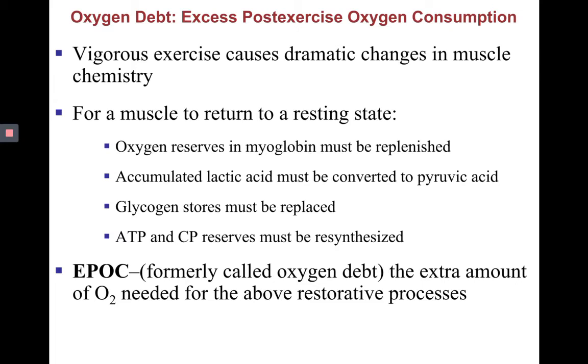Make sure glycogen stores are replaced. So there is some glycogen or glucose that is stored in muscle cells, and glucose again is used during the aerobic respiration stage because glucose is broken down completely in the mitochondria, and that aerobic respiration is what produces the most ATP. And speaking of ATP and creatine phosphate reserves, even though it's just a little bit, they must be resynthesized in order for a muscle to return to a resting state. So essentially, if a muscle is fatigued, it must pay the oxygen debt in order to contract again.